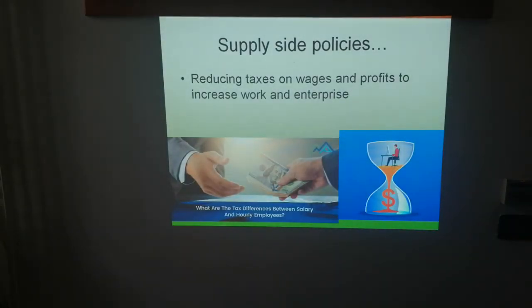Another supply side policy would be taxing wages and profits differently. Remember, when there's less tax on profits or wages, people work harder, they have more incentives, they want to work hard. If I know I can earn a lot more money, maybe I do more hours in my job. But if they increase taxes, maybe I think, oh, it's not worth doing an extra hour, or maybe for a business, it's not worth opening a factory, etc. So taxes have a big effect on supply side policies.